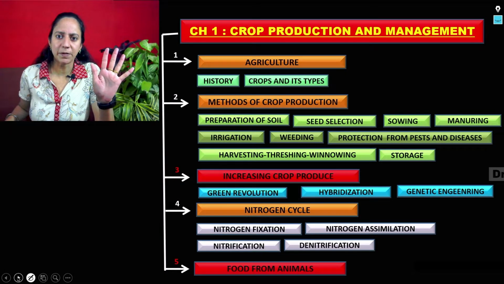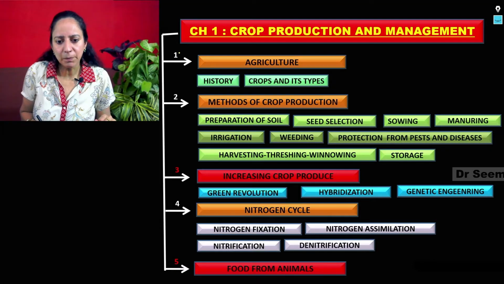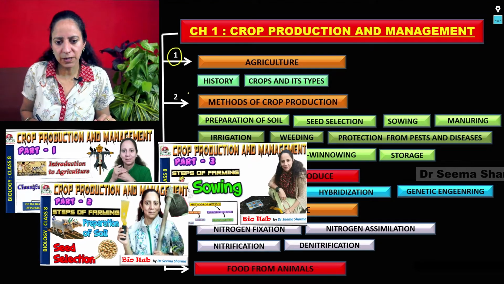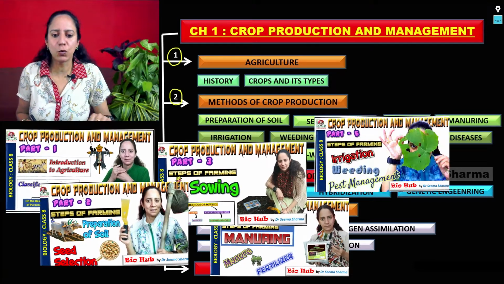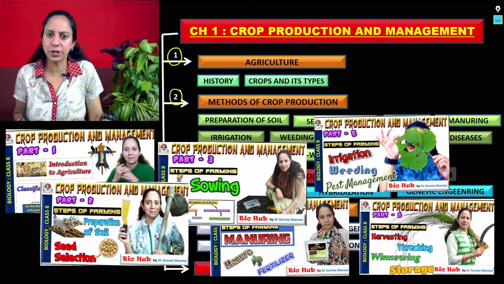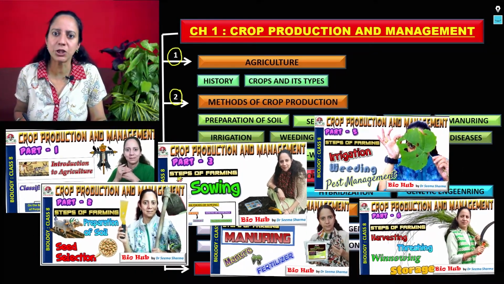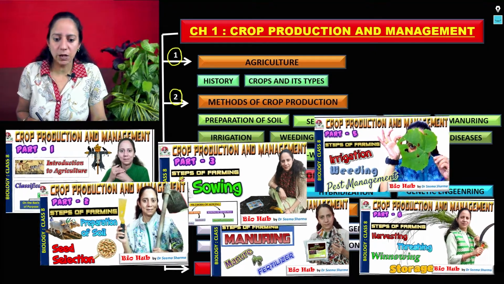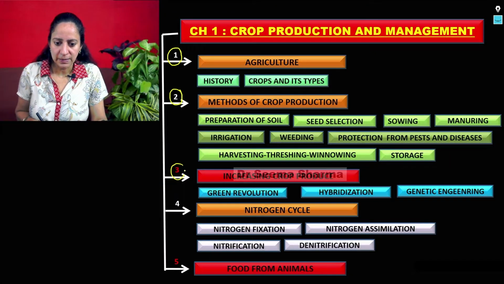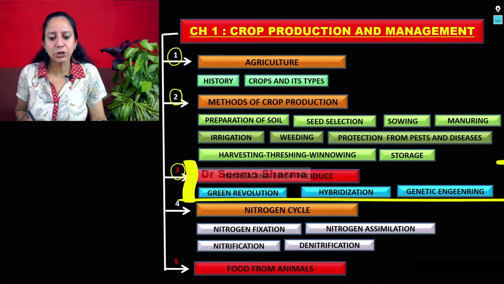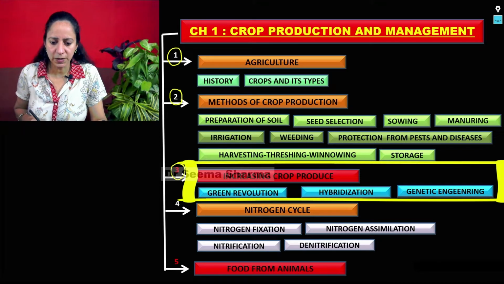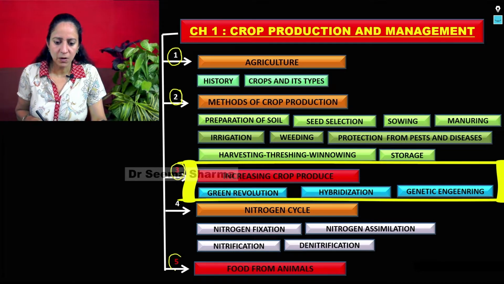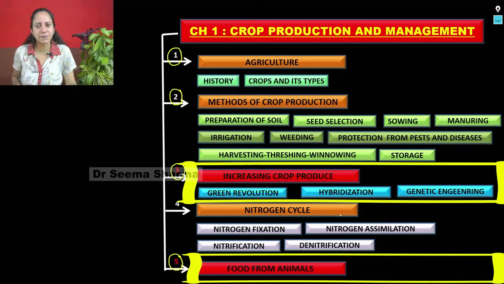We can divide this chapter into 5 parts. I have already uploaded videos on various subparts of segments 1 and 2 of this chapter. For detail, you can watch these on my channel BioHub. Today, we are going to cover segment number 3, which is about increasing crop produce, and segment number 5, food from animals.